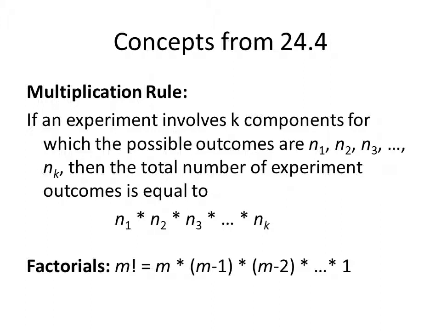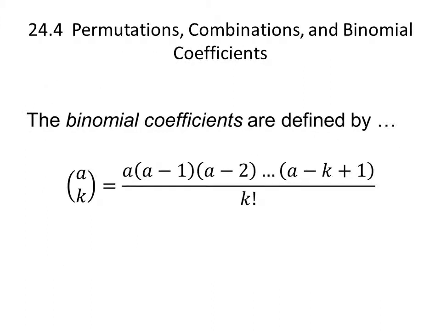Now we're ready to calculate some ideas in 24.4. In 24.4, we're going to be looking at permutations, combinations, and binomial coefficients. Binomial coefficients are something that we use mostly in chapter 24, but I think they come up in 25 as well. The binomial coefficient might be written as, in parentheses, a stacked on b.